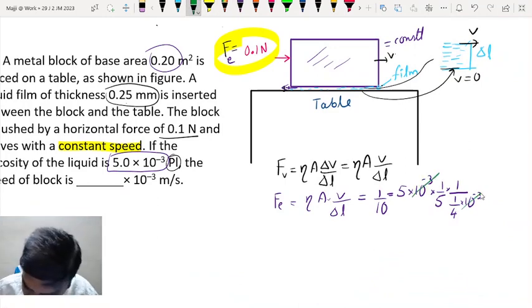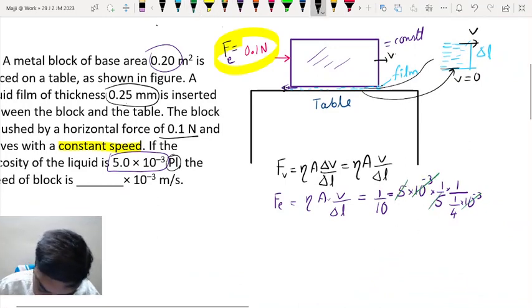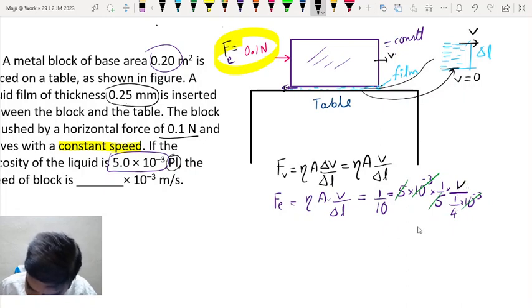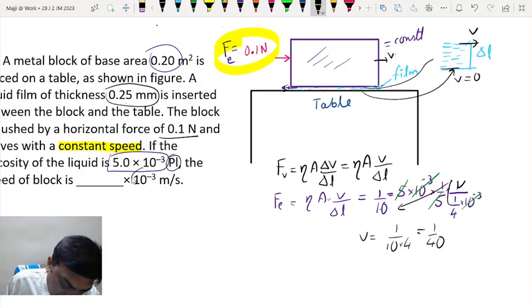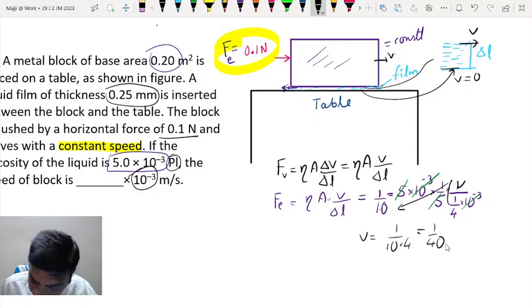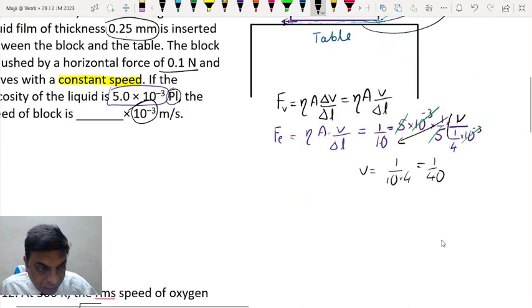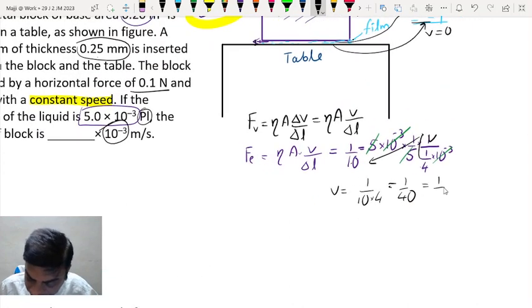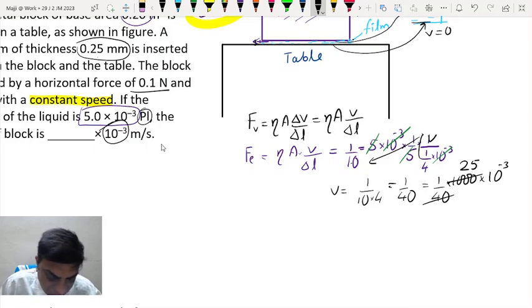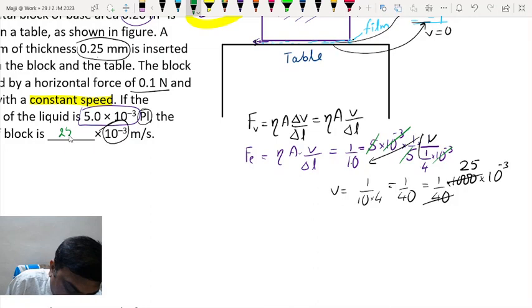Then 10 power minus 3, 10 power minus 3 gets cancelled, 5 gets cancelled. Then we are left with this, 4 goes up and it comes down. So 1 by 10, this 4 goes up and straight away here, so 1 by 40. Since we have to express in 10 power minus 3, multiply and divide by 10 power minus 3. So let us multiply by 10 power 3 and also divide by 10 power 3. So 40, 25. So the correct answer is 25.